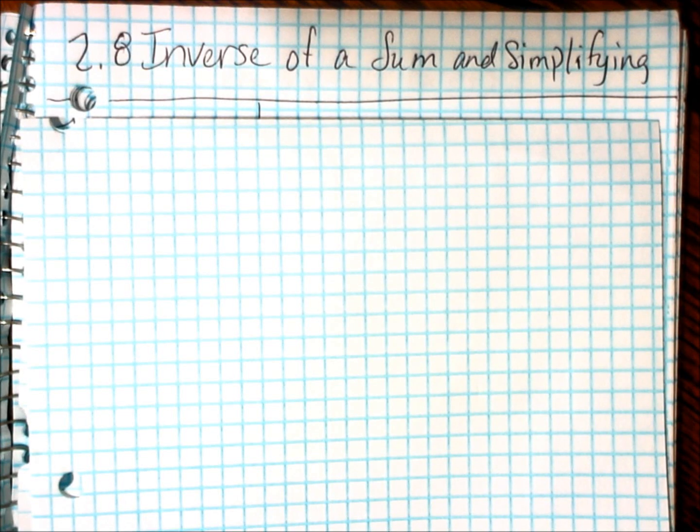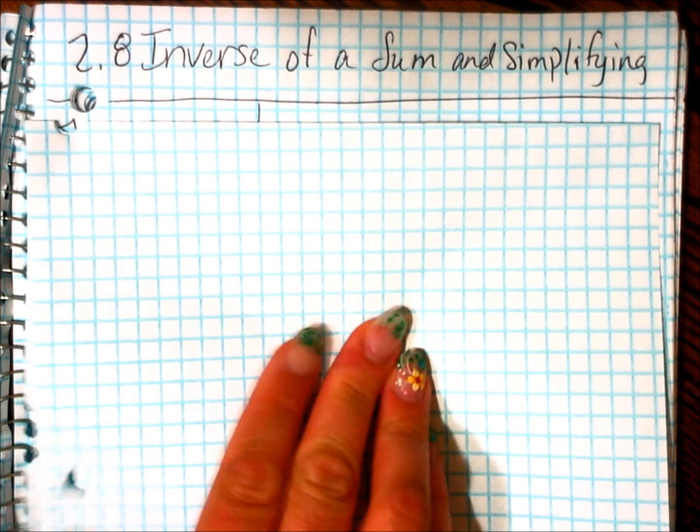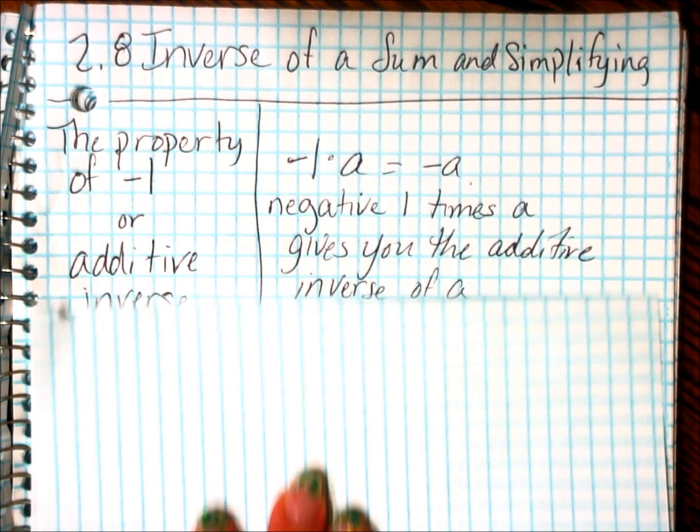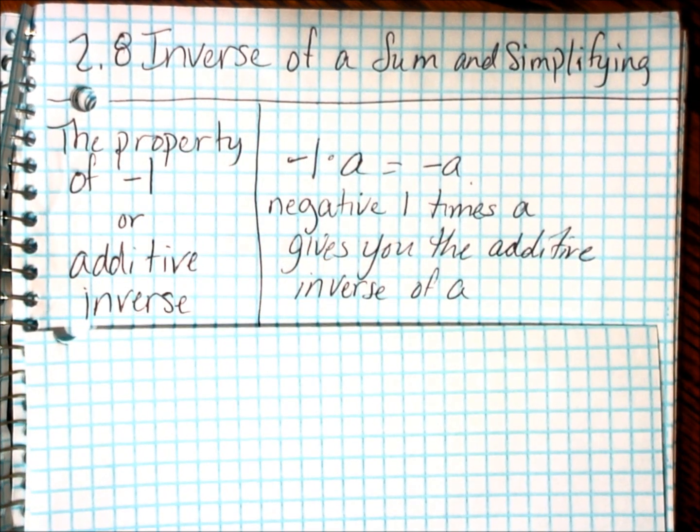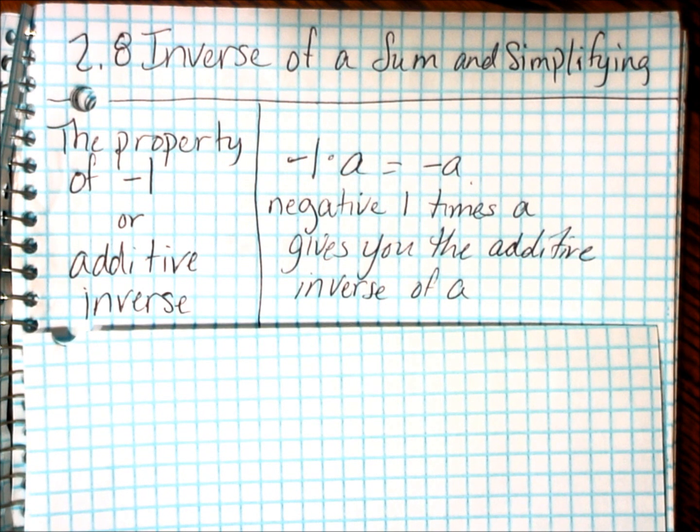All right, so we have 2.8, inverse of a sum and simplifying. So let's start with the property of -1. It's also the additive inverse. So basically what it says is if I multiply a by -1, I get the opposite of a. I get negative a. So -1 times a gives you the additive inverse of a.